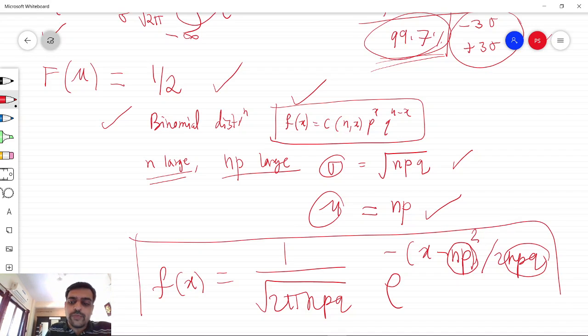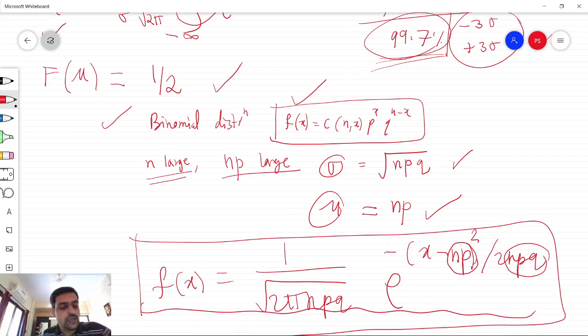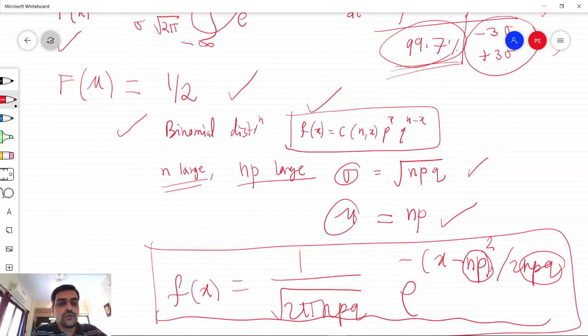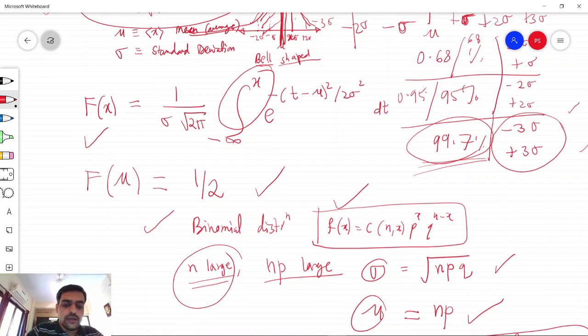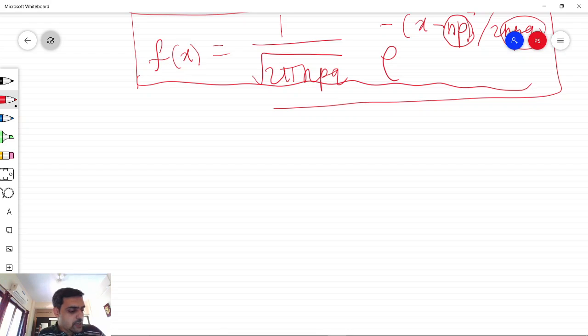So this is an approximation of a binomial distribution by a Gaussian type of function. Of course, this is true only when both n and the value of n into p are large. We will consider an example in order to understand this structure.